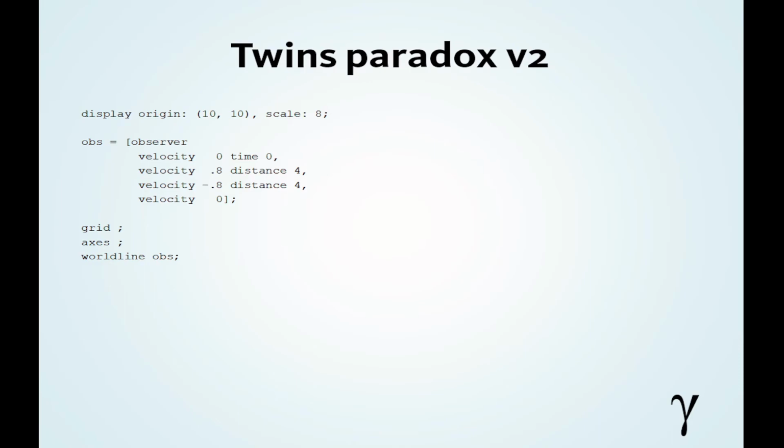This is a variation of the previous program. All I've done here is just added the first statement, display. It sets up an origin and a scale so that the diagram gets you closer to the region of interest. Let's see what that looks like.